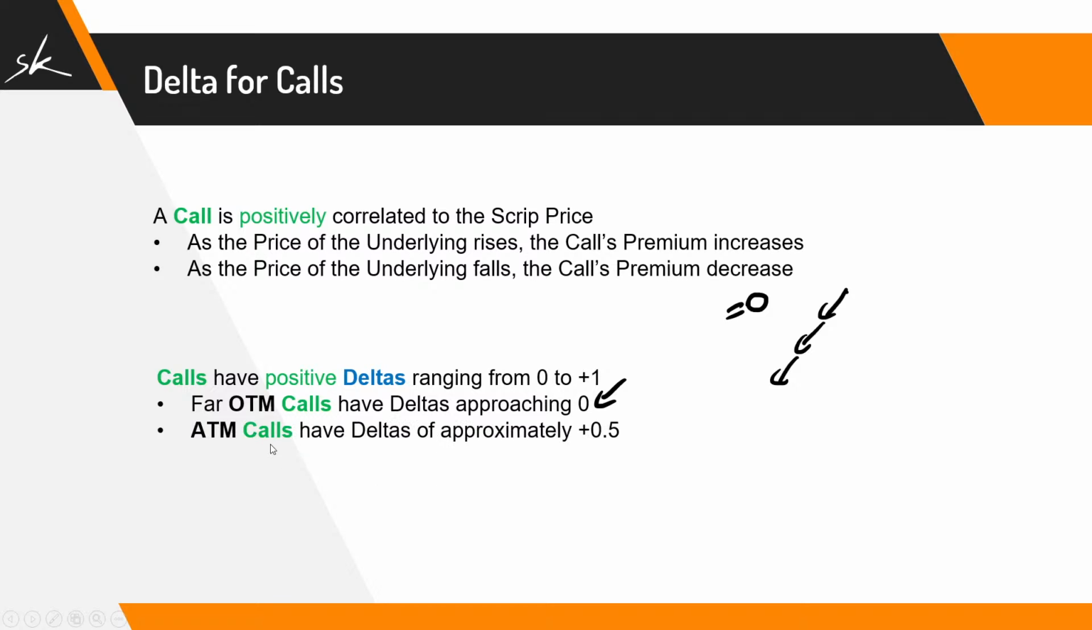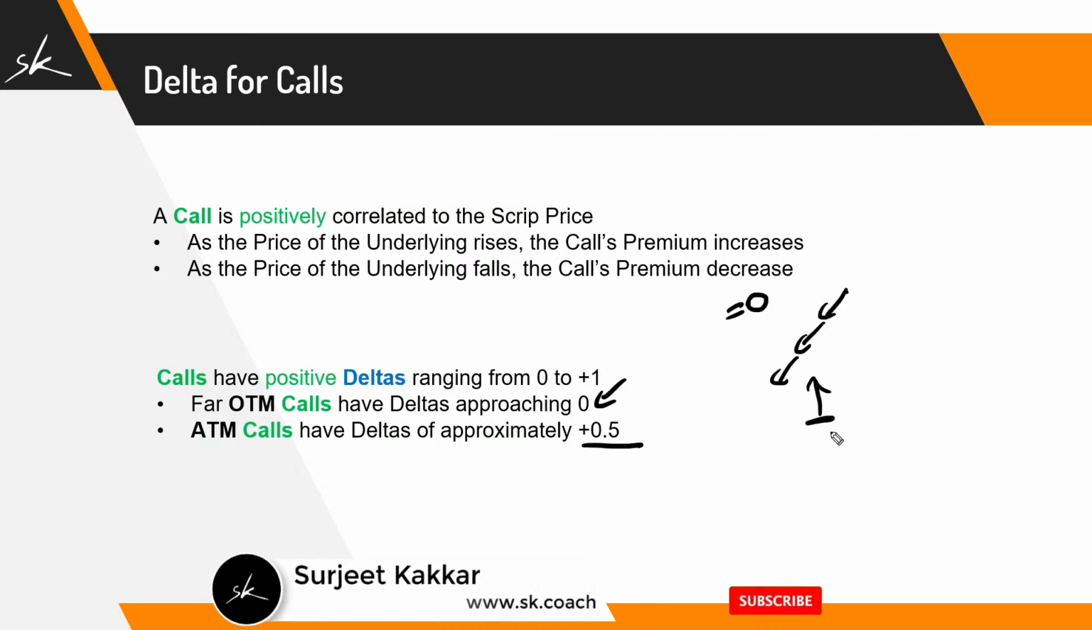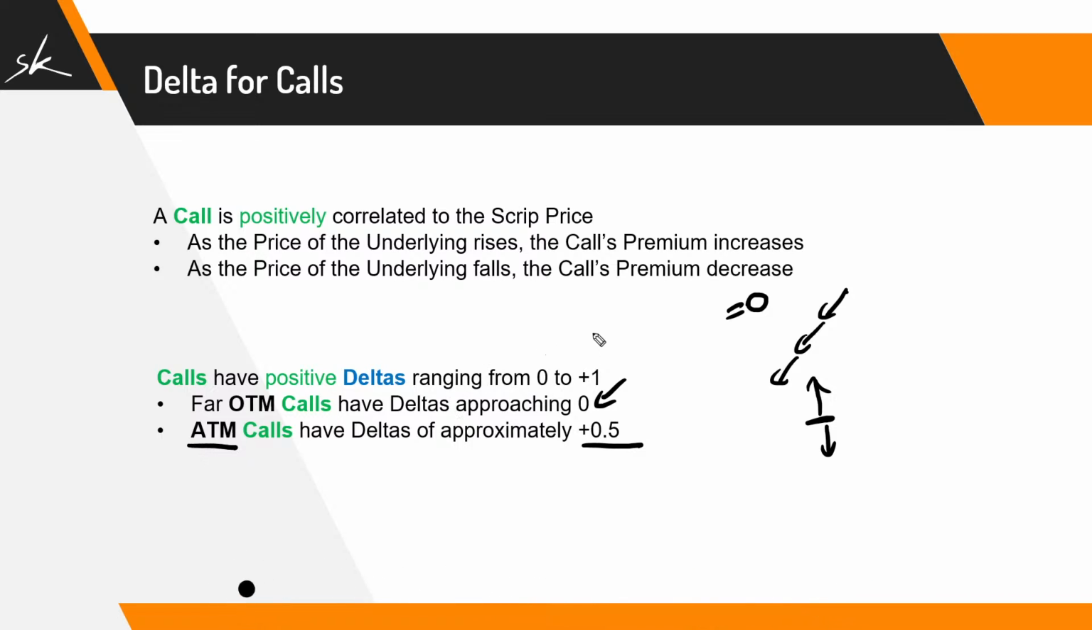Similarly, at the money calls will have a delta which is approximately 0.5. Now, why 0.5? Because if you think about it, the option has a 50% chance of remaining in the money, and similarly a 50% chance of going out of the money. So whenever we have a strike which is at the money, because it has 50-50 chances, it can remain in the money or become out of the money. That is why at the money calls will always have a delta of approximately 0.5.